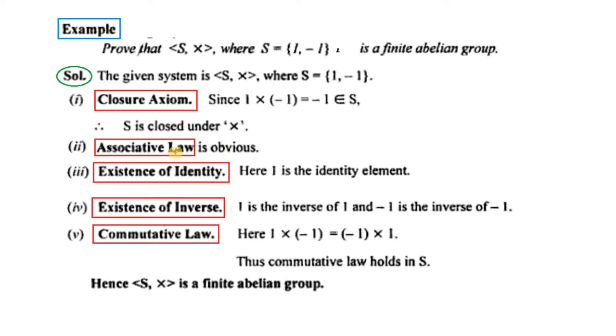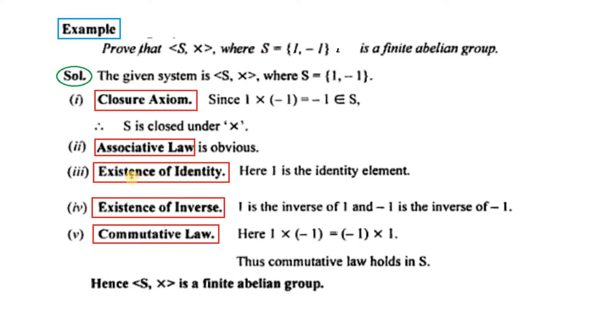Now, associative law. If we take these two elements and one more element, so that we have three elements, and check the associative property, it is obvious that it will hold. Hence, this will be the second property which is satisfied by set S.